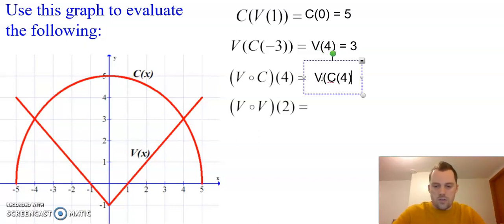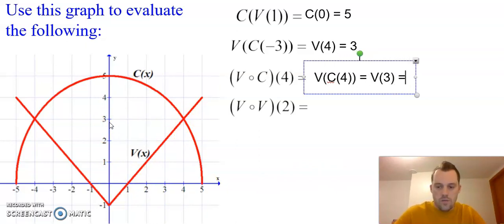writing this out a little differently. So 4 is my input into my c function. So 4 gives me an output of 3. So that is my new input into my v function. And at 3, the v value is 2, or the y value is 2.